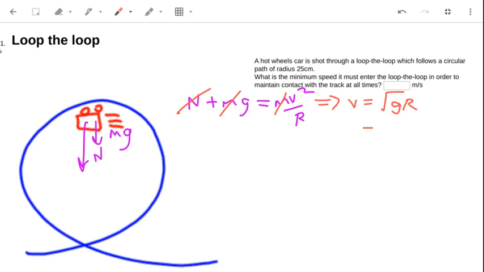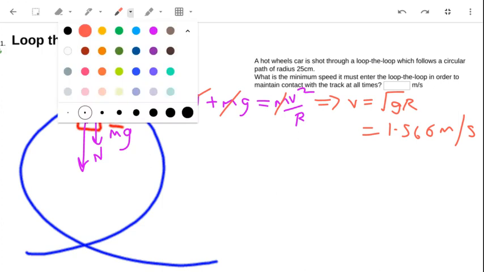So I'm just going to plug that in now. That's going to be root gr, so that's 9.81 times 0.25, and then I take the square root, and that's 1.566 meters per second. Now they're asking for the speed that it must enter the loop.